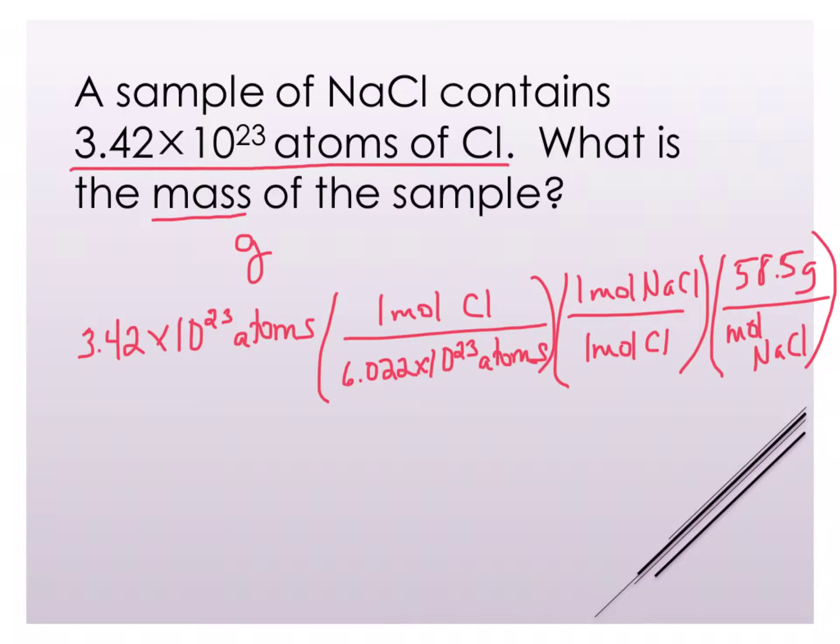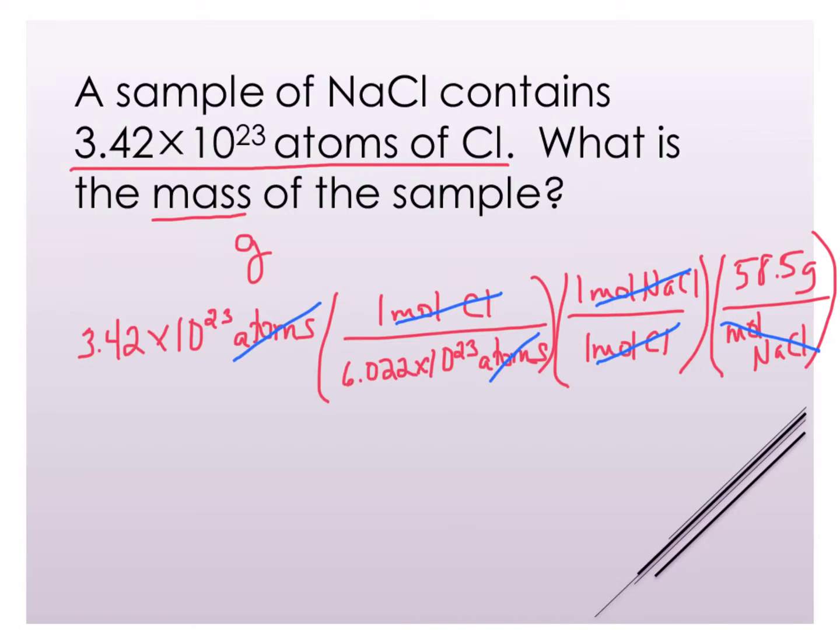Now I can go back and look at my units and I see that atoms cancel with atoms, moles of chlorine cancel with moles of chlorine, moles of sodium chloride cancel with moles of sodium chloride, and I'm left with units of grams. Had I left this step out, I would have had moles of chlorine in the numerator and moles of sodium chloride in the denominator, and I cannot cancel those out. Even though they're both moles, they have to be the moles of the same substance. So always put this mole ratio in here to make sure you're getting your units to work out correctly.